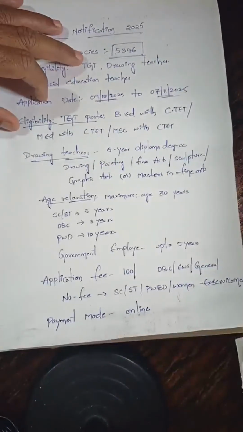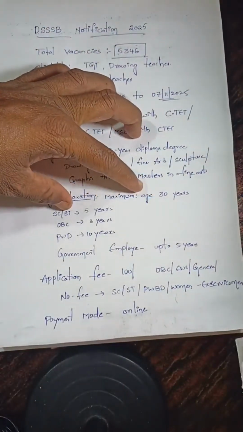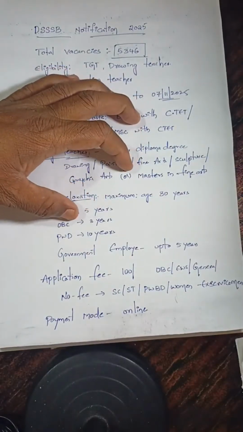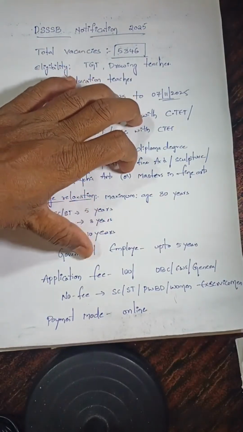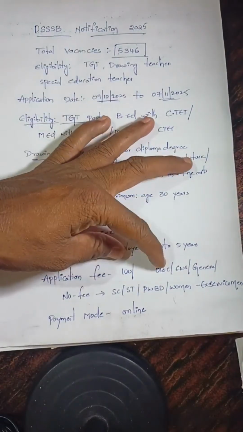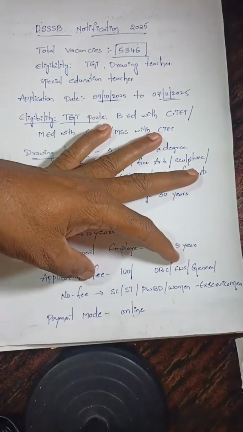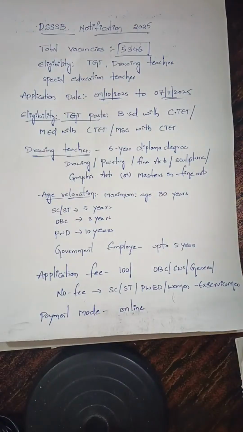So what is the eligibility criteria for this one? I see age relaxation between 30. So I see for ST 5 years, OBC 3 years, for PWD 10 years. So application fees is 100 for OBC, EWS and general category, no fees for SC, ST categories. The application date will start from 9th October to 7th November.